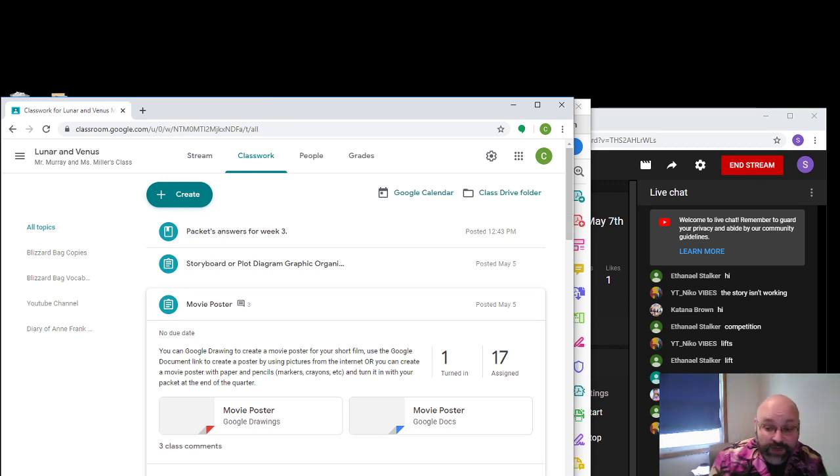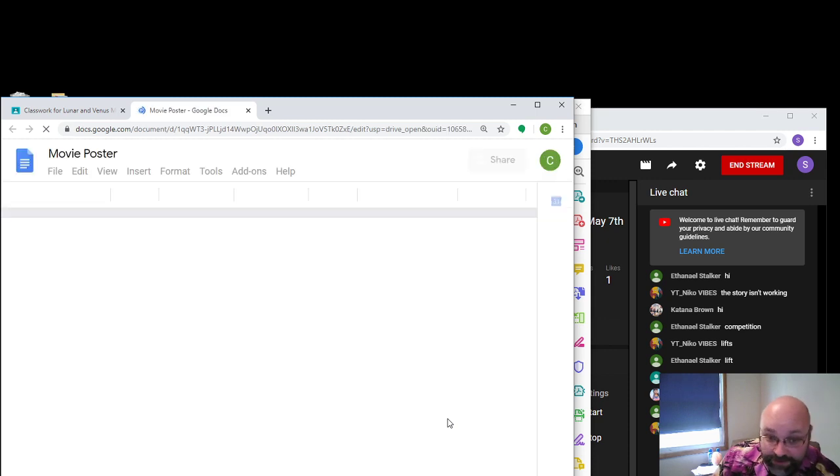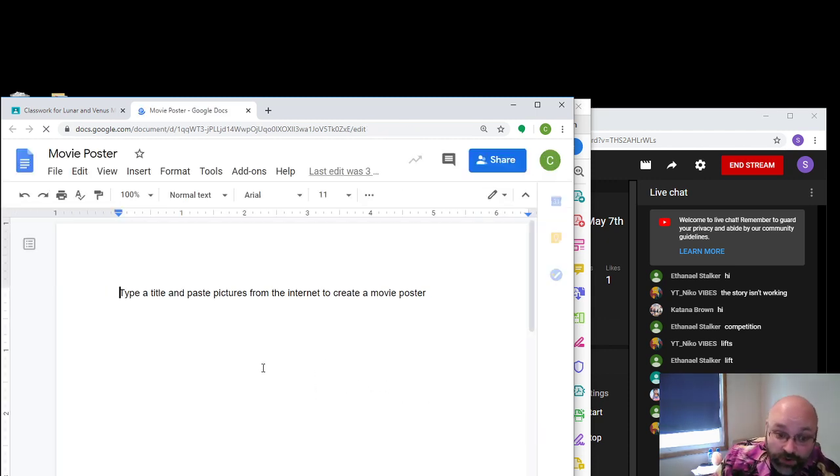So the movie poster, you have 3 options, right? You can either hand draw your poster, and if you do that, then you can either take a picture of it and email it to me, or you can just turn it in with your packet. So near the end of the year, you can just turn it in either way. If you want to do something on the website, you can click the movie poster link, and it's just going to bring up a blank Word document. So on this one, all you're going to do is type the name of your story, like Nathaniel's story, Nick's story, or if you come up with some really cool name, type that in.